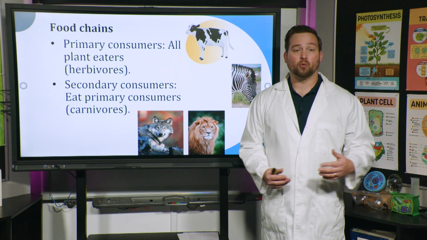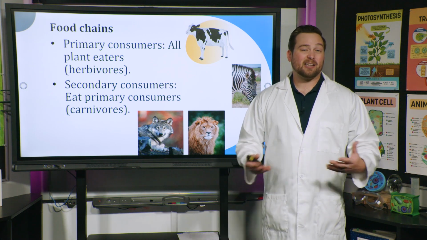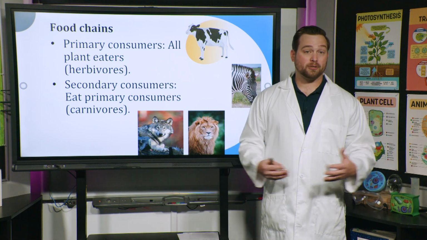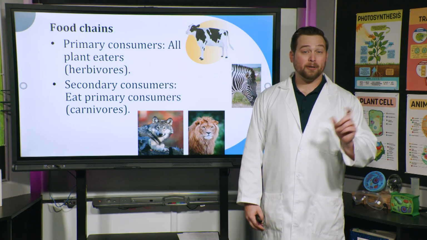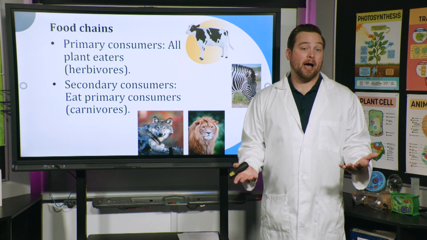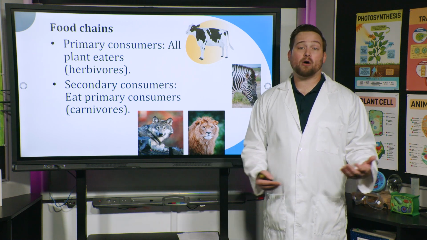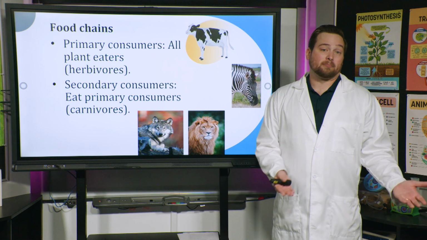A primary consumer would be like a plant eater. And in a science class, we call those plant eaters herbivores, right? That first word, herb, is kind of talking about plants. So these are things that eat plants. Examples of this would be like the cow or the zebra. They're mostly just eating plants.